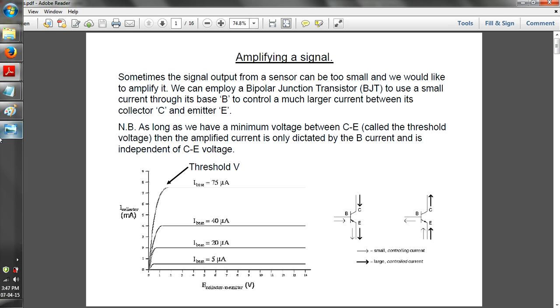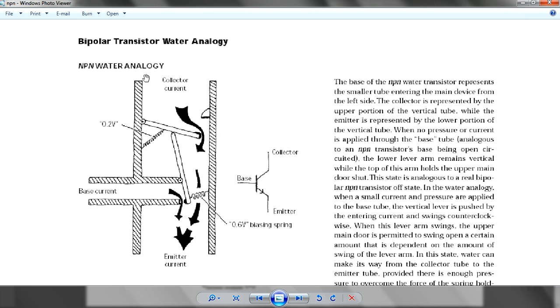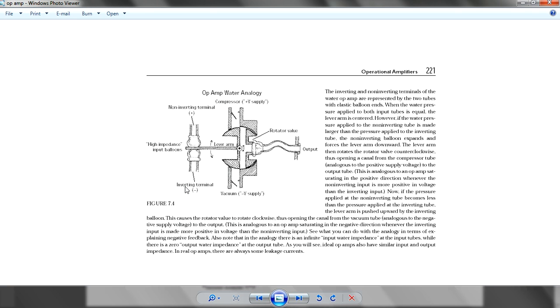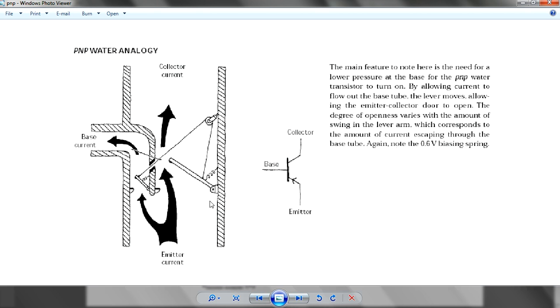So this is like an NPN water analogy. You input a base current over here. If you have a water current great enough to push this knob down, this will flow in, and when you push this thing down, this connection opens up the gate, allowing the collector current to flow in this direction and out. So this base current acts like this, and for the emitter current, it's always flowing in this direction.